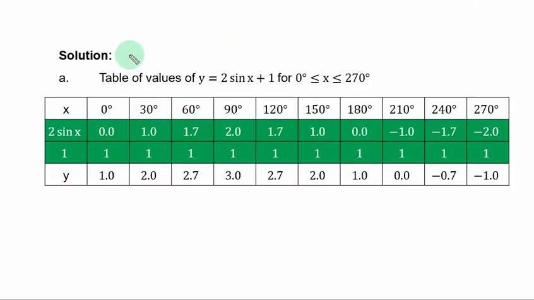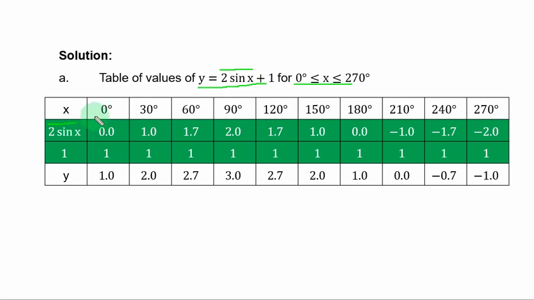Solution. A part of the question is to get the complete table of values for y equals 2 sin s plus 1 for the range of values of s. Already the s values are known. To get the y value, you need to compute 2 sin s, add it to 1, and you get y. So let's start with 2 sin s.